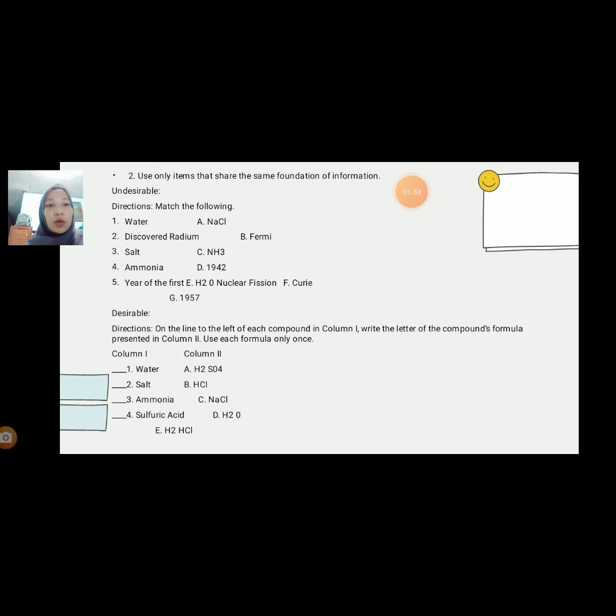Desirable direction: on the line to the left of each compound in column 1, write the letter of the compound's formula presented in column 2. Use each formula only once. Column 1: water, salt, ammonia, sulfuric acid.